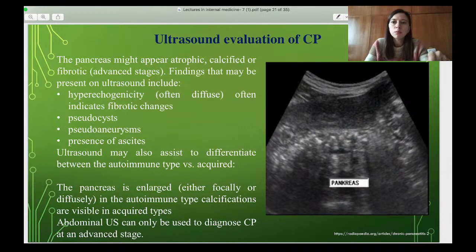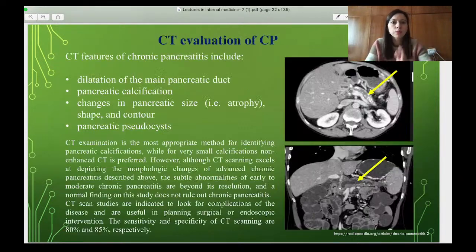And next, about computed tomography evaluation. Features of chronic pancreatitis include dilatation of the main pancreatic duct, pancreatic calcification, change of pancreatic size, shape or contour, and pancreatic pseudocysts.